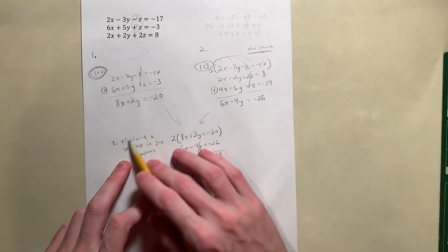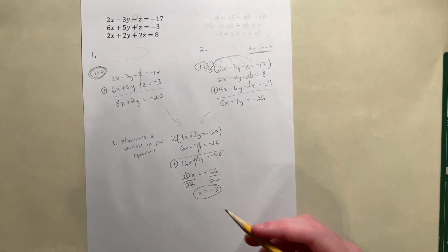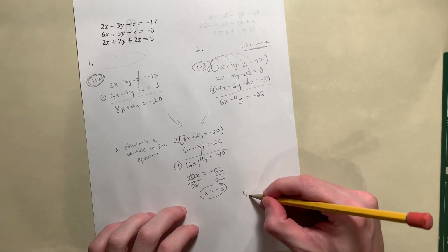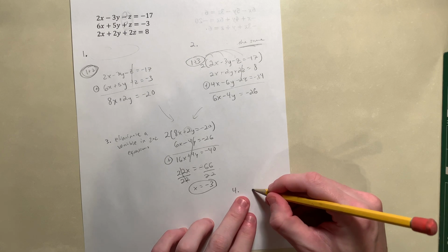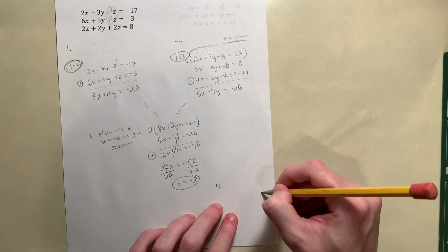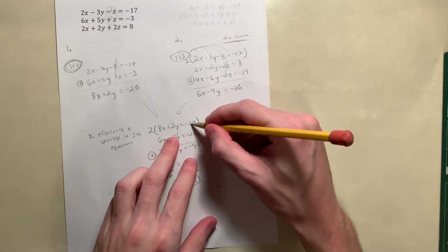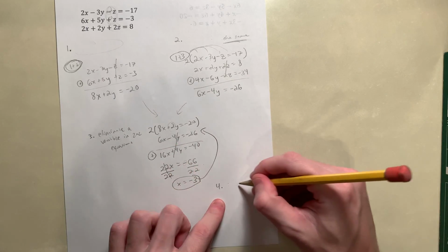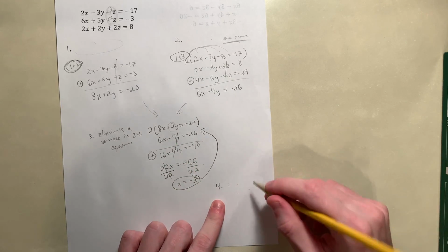So once I solve this 2 by 2 system by getting rid of a variable, step number 4, what I'm going to do is plug in my variable to one of my 2 by 2 systems. Since I have this x, I'm going to plug this back into one of my 2 equations. So plug in variable to 2 by 2.